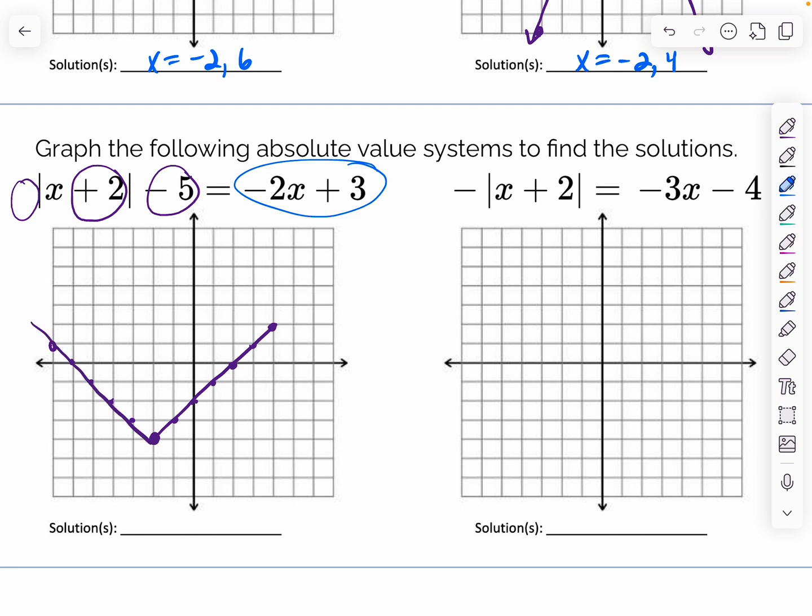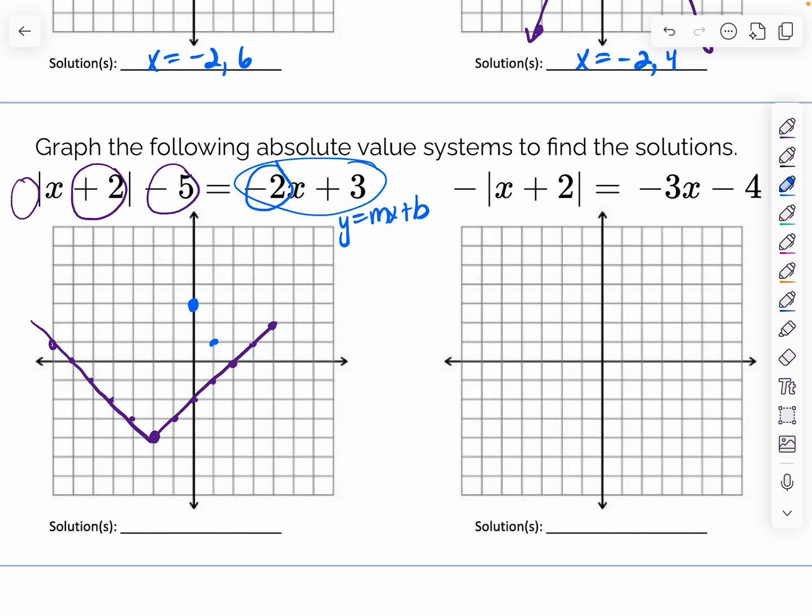And then for our other line, this is your y equals mx plus b. Okay, b is your y-intercept, your starting value, so we're going to start at 3. And then this -2 is your slope. So that means you go down 2, right 1. And let me just keep going. And this actually intersects. Should have one solution for this one.